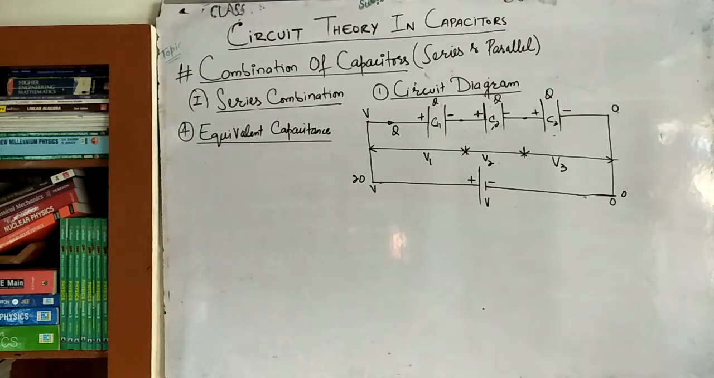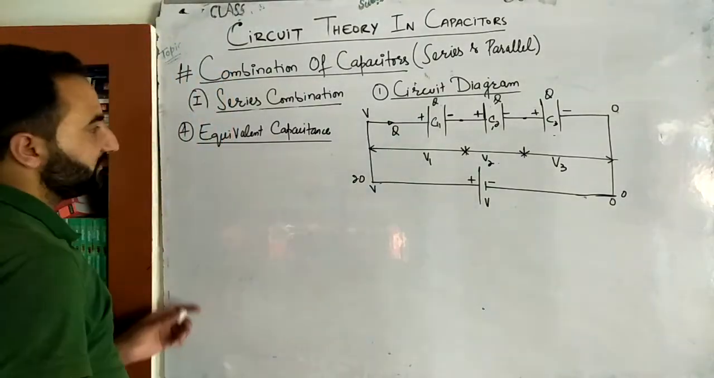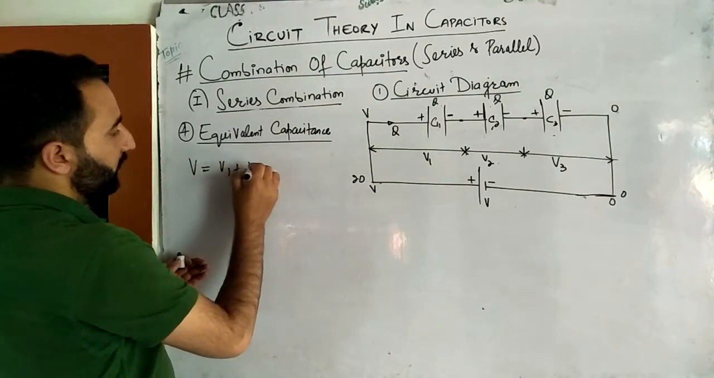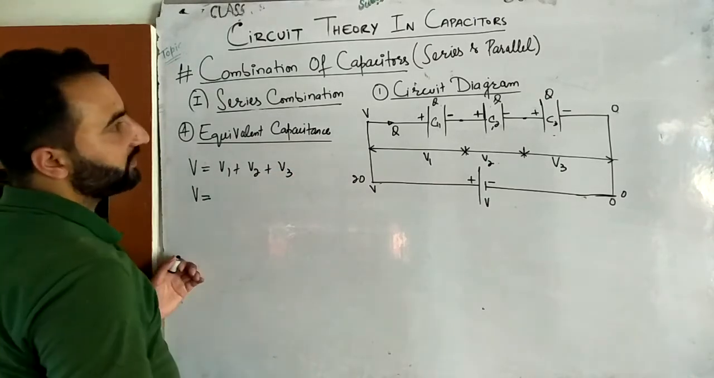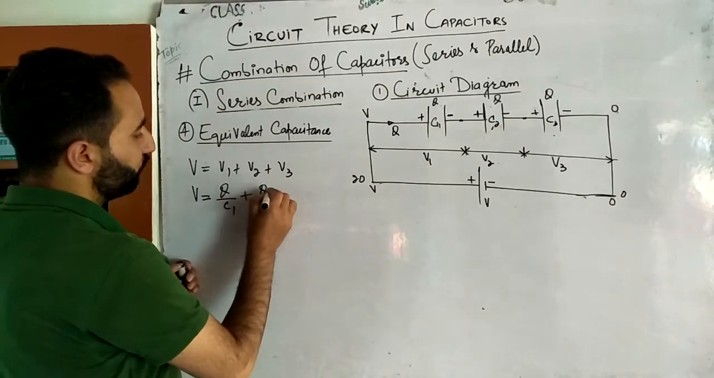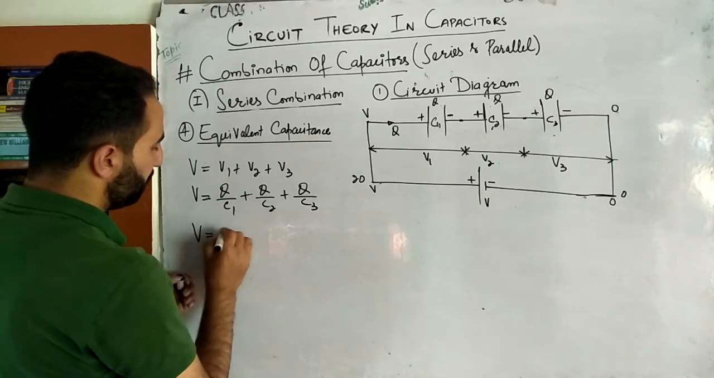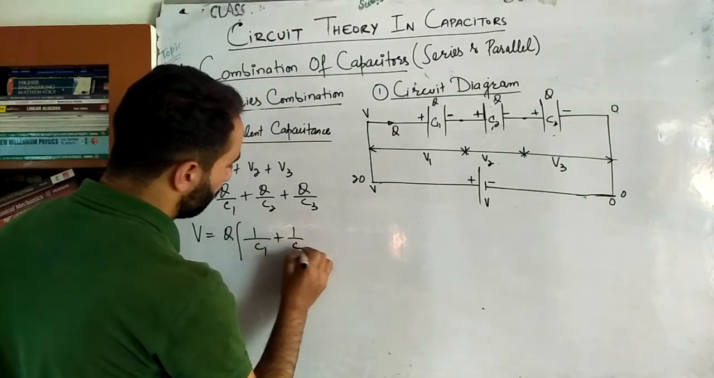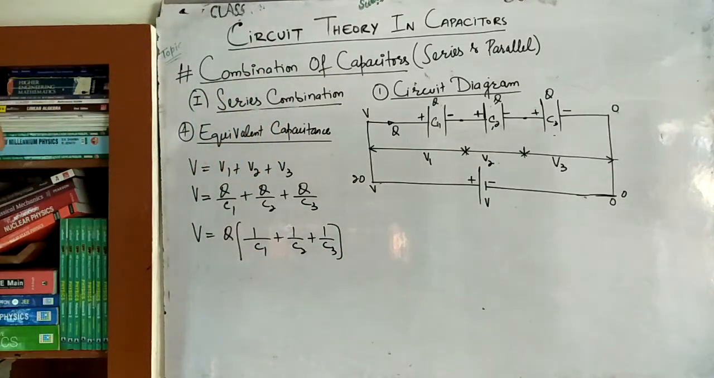Now the next point is that we want to calculate the equivalent capacitance of the series combination. Okay, so I will write this equation. First of all, V is equal to V1 plus V2 plus V3. Then V1 is in turn equal to Q divided by C1, so it will be Q divided by C1 plus Q divided by C2 plus Q divided by C3. That means V will be equal to Q, taking this common, times 1 by C1 plus 1 divided by C2 plus 1 divided by C3. Okay, so this is the net potential difference.